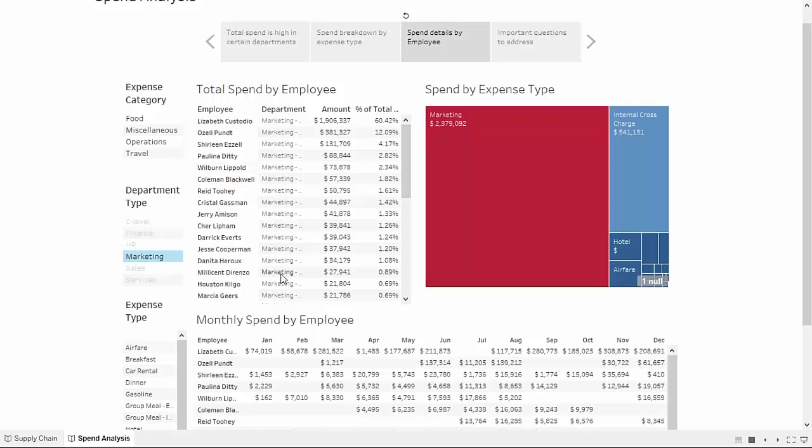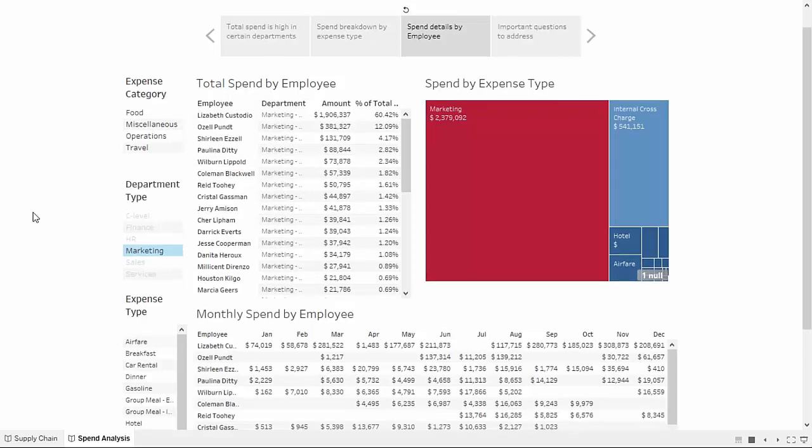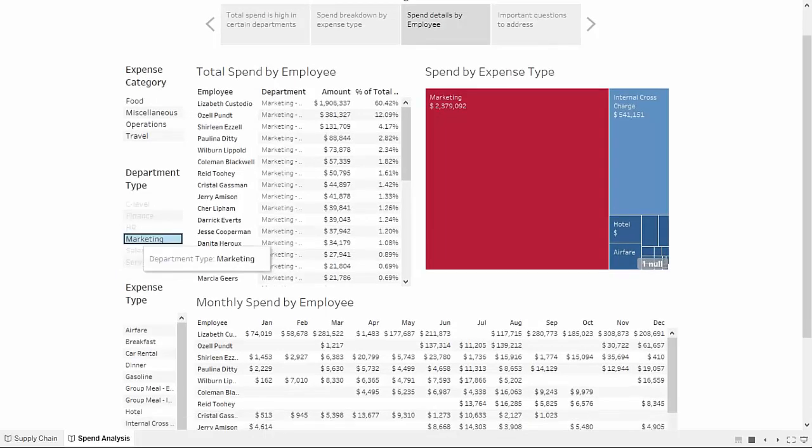So we may want to talk to Elizabeth and understand why did she spend so much. Maybe she had enough reason to justify the spending. So these dashboards allow us to get into the details, talk to the various stakeholders and try to curb the cost.